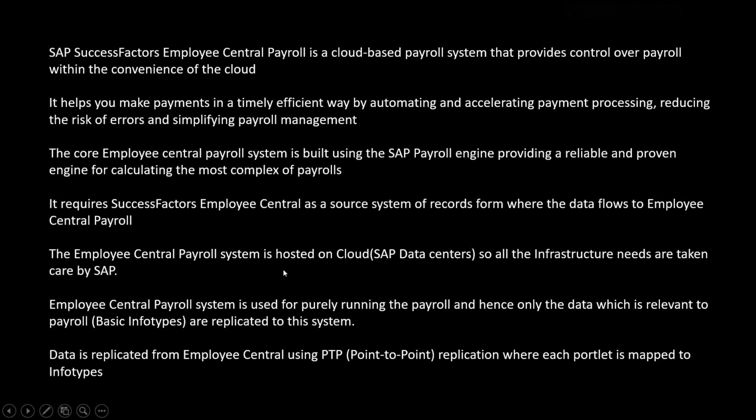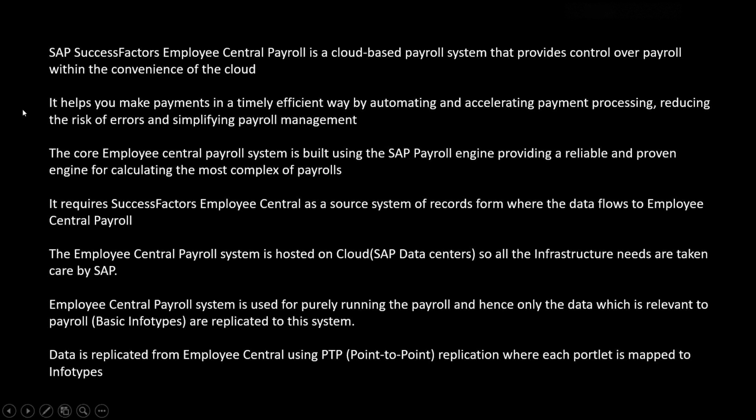And we need a CPI connector in between to connect these two systems. That is called a hybrid, since both systems are not on the cloud. Employee Central is on the cloud, but the SAP ERP system is still on premise, where the customer holds the server.